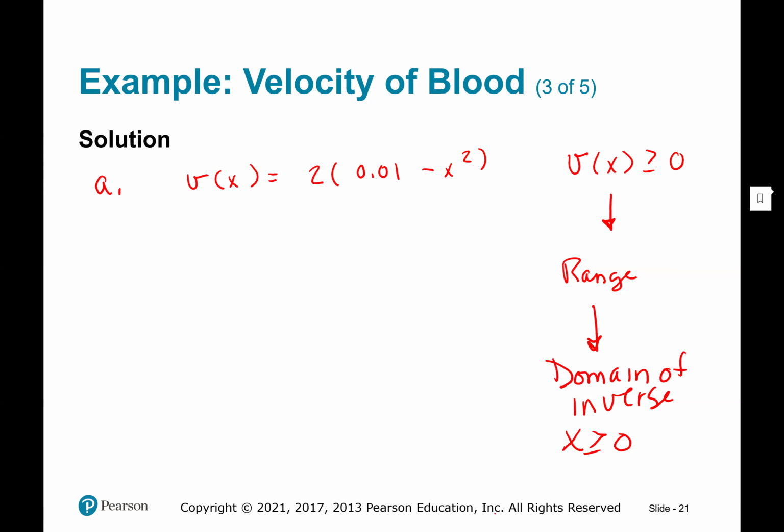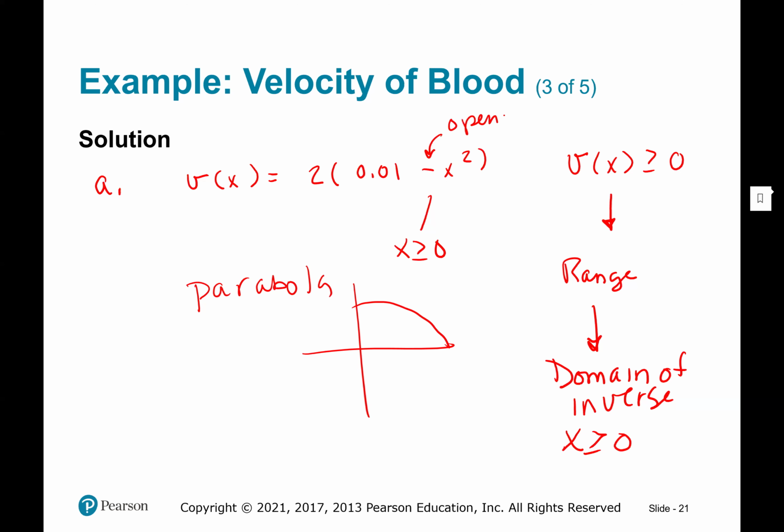So it makes sense in the context of this problem. Also, since x has to be greater than or equal to 0 here, this is a parabola that opens down. And I know it opens down because I have a minus right there. And that is 1-to-1. If I only look at half of a parabola, that's 1-to-1. And since it's 1-to-1, it has an inverse. So it's all good.